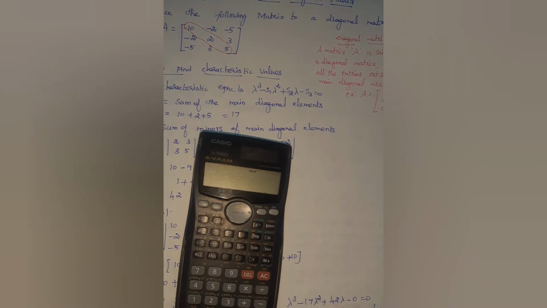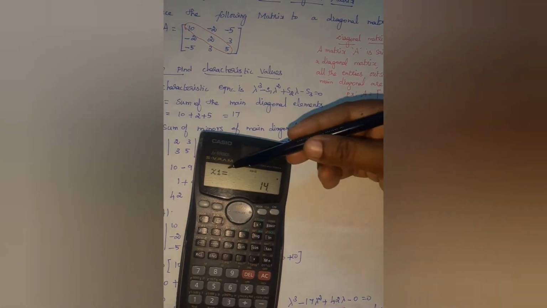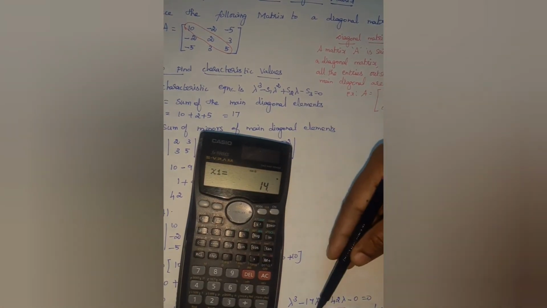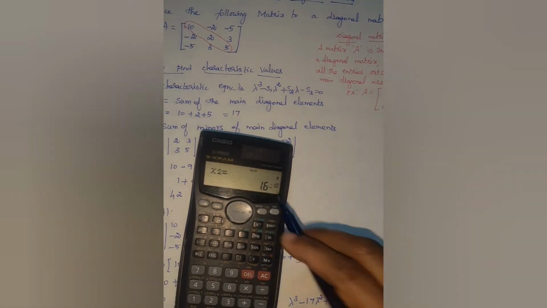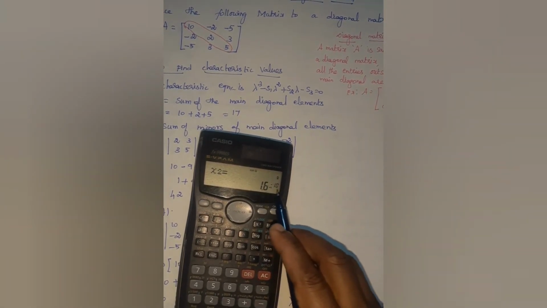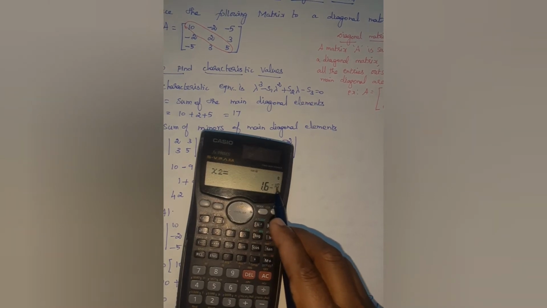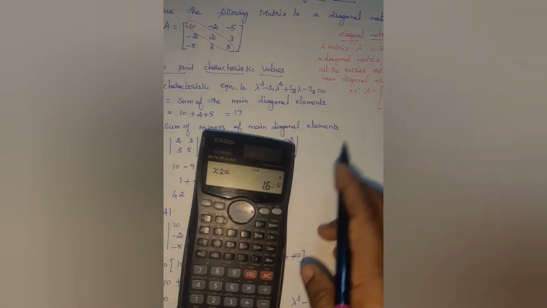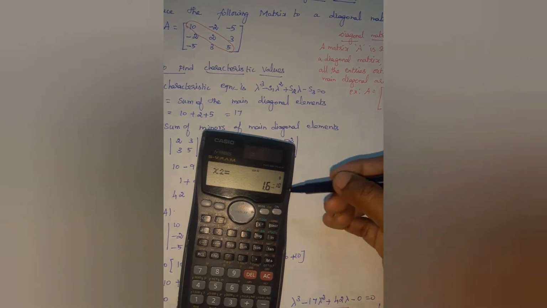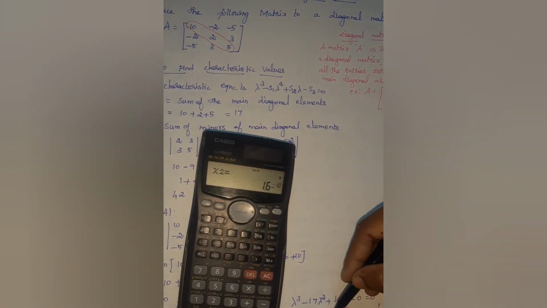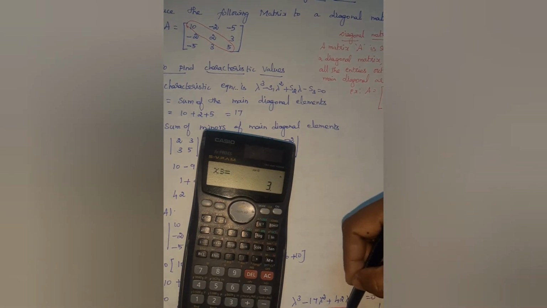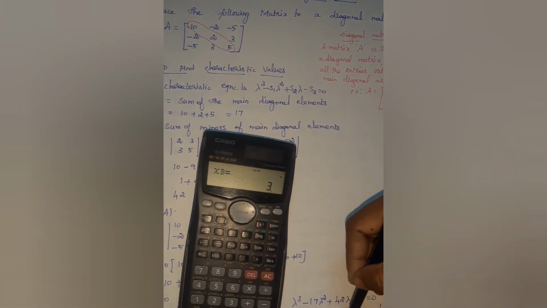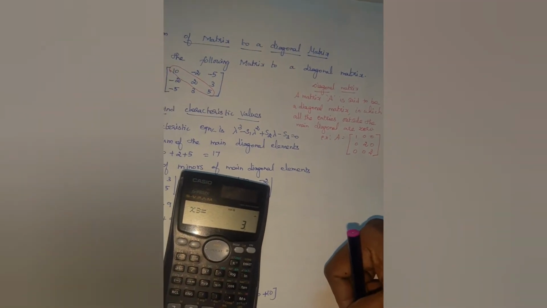Then you press equal to for your first value. X1 is your first value, 14. I will write it here. Then X2. Now here it will show 1.6 power minus 10. 1.6 power minus 10 is 0.00000 something 16. So simply you take it as 0. So I write it here as 0, right? Then the third value is 3, right? 14, 0, 3 are your characteristic values, right?